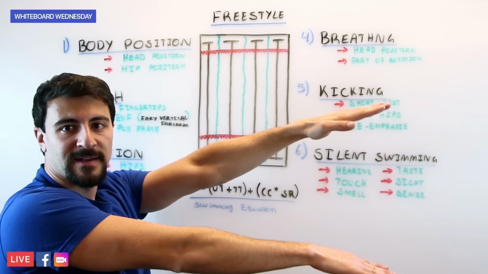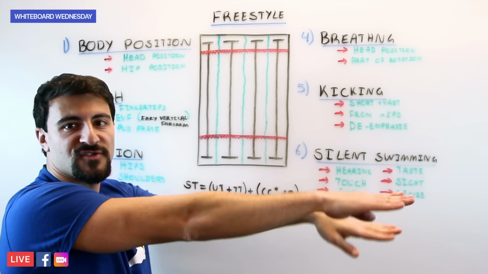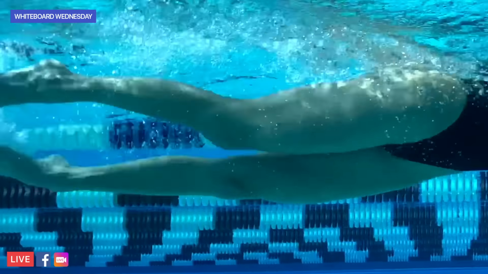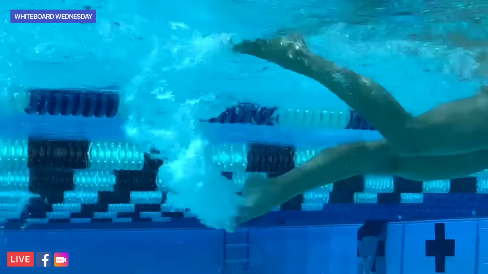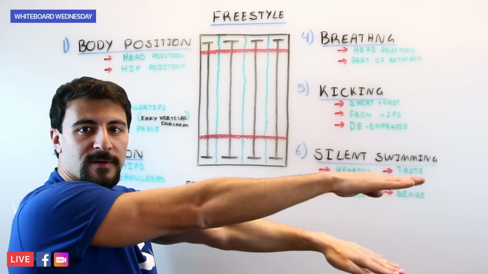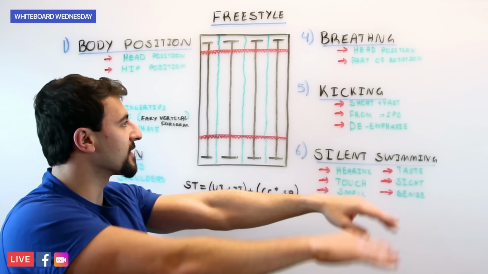That's your amplitude. Freestyle kick, flutter kick, it should be a short and fast kick. And the amplitude we're talking about is less than 30 centimeters, less than 12 inches from big toe to big toe. It's a short, fast kick, even the dolphin kick.